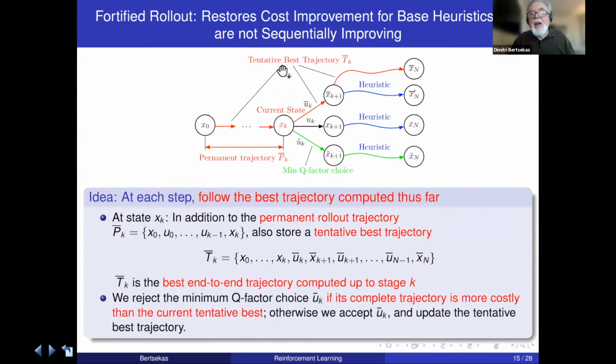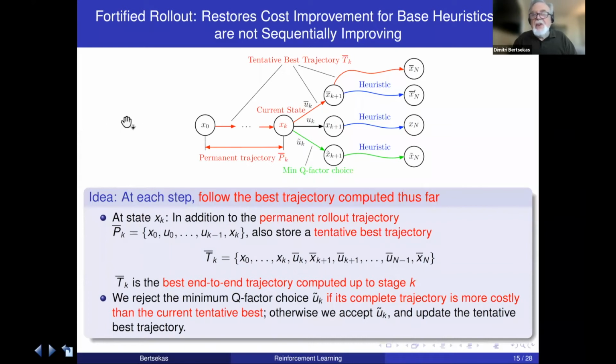Every tentative best trajectory that you generate is an improvement over the preceding one. And in the end, you get one that's better than what you obtained at the beginning using the base heuristic. The initial tentative best trajectory is the one given by the base heuristic starting from x0. So this is a very, very simple fix, and it fixes everything.